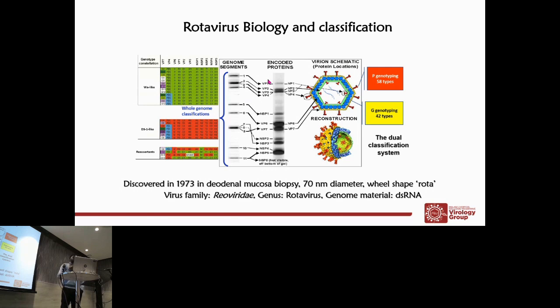But because of the segmented nature, these viruses tend to be shuffled during co-infection. For instance, a single host may be infected by a Wa-like and a DS-1-like strain. During replication and assembly of new viruses, segments from either of the parent strains are assembled into a new single variant. That creates a third situation where you have reassortments.